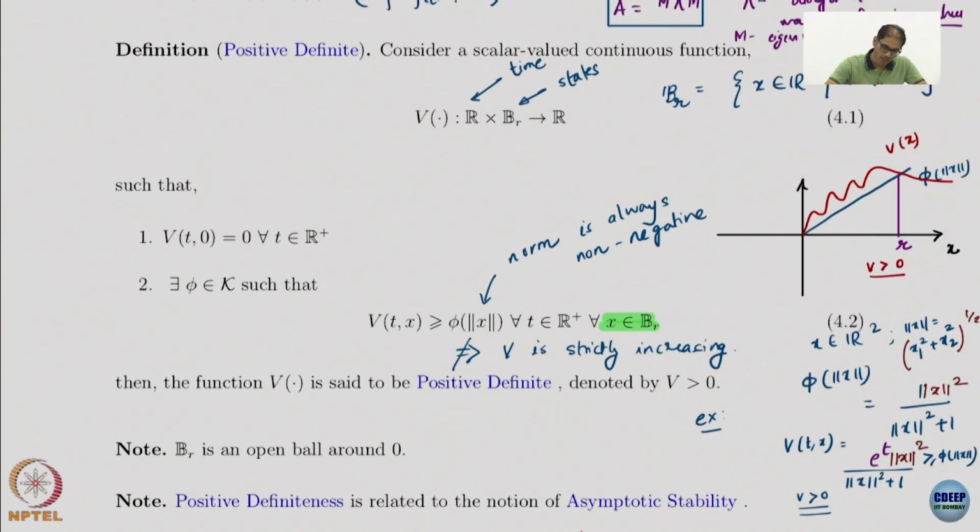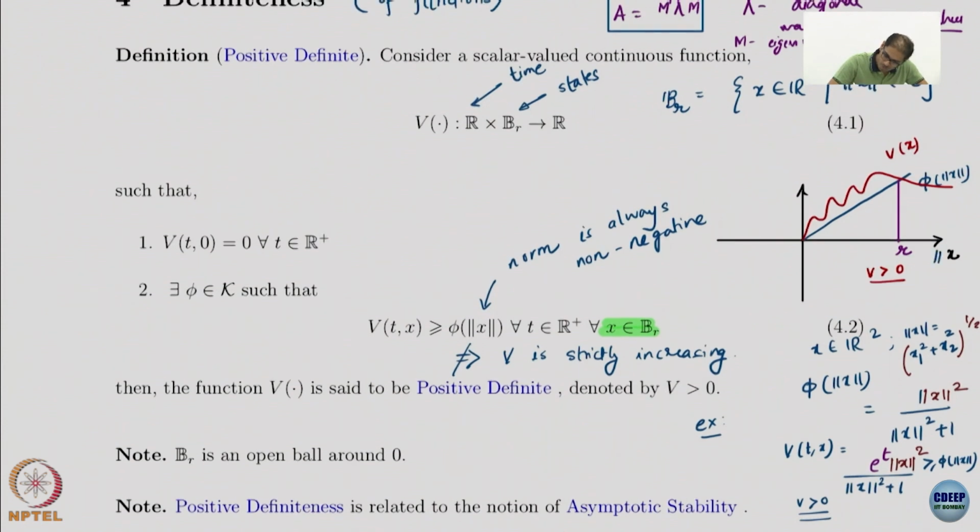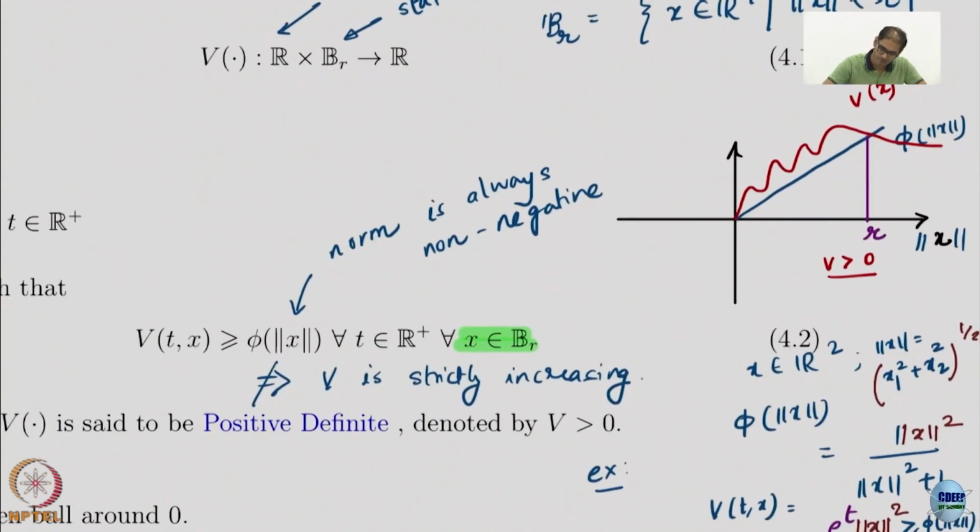Also remember, my states were always required to be in this bounded ball. Therefore, this domination also does not need to last forever. It only needs to last until the norm of the states, in fact this is not x but norm of x, is less than r. Beyond that it does not need to last.